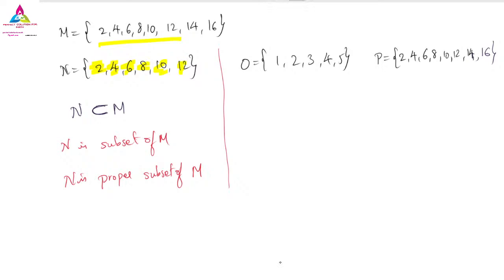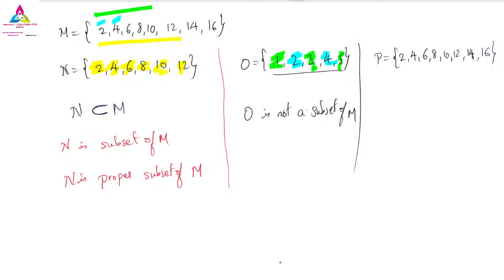But coming to the second one, O is equal to 1, 2, 3, 4, 5. Here you can see some elements are equal. 2 is there, and here also we have 2. Here we have 4, and there is also a 4. But for the other elements, we don't have 1, 3 and 5 in this M. So it is not a subset of M. Here O will not become a subset of M.